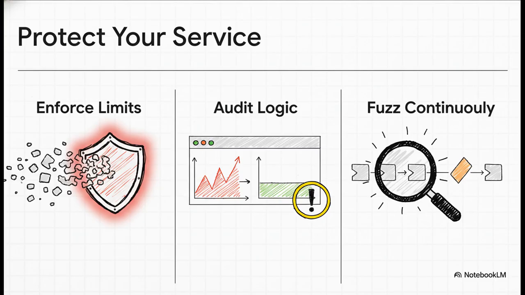Second, you have to monitor for the signature of these attacks. High CPU with low data throughput. That's your alarm bell for a crypto flood. And finally, you have to fuzz the sequence, not just the packets. Test how your server handles a conversation that goes completely off the rails.